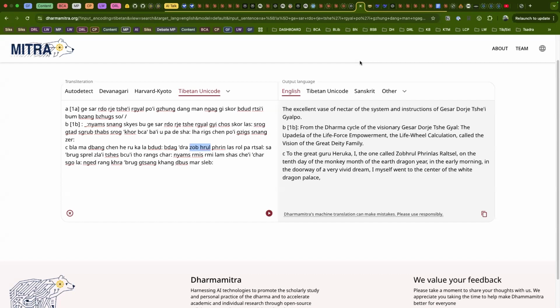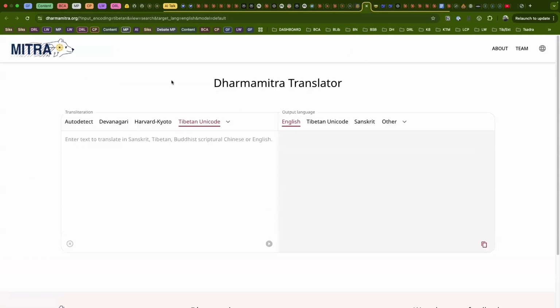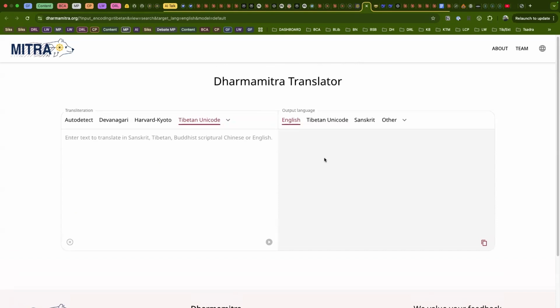So I'm going to start with Mitra. Mitra has been developed by the Berkeley team, Sebastian Erdich and Kurt Keiter, and it's an amazing tool that can translate multiple Buddhist languages. So very practically, we have two windows. When you land there, you're going to land on an empty page, and you have two parts here. One is going to be the source text that you're going to input there. And here is going to be the output window.